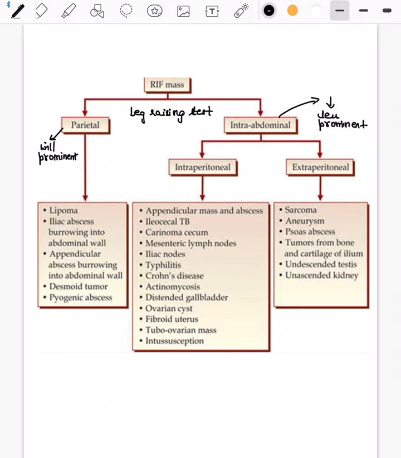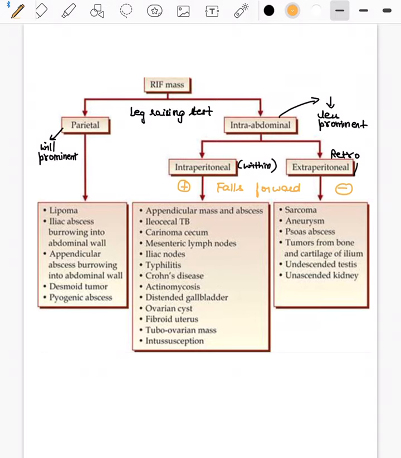Now, when the mass lies in the abdomen, what are the two possibilities? It is either within the peritoneum or beneath the peritoneum, that is, extraperitoneal or retroperitoneal. So how do you differentiate between them? We see whether the mass falls forward or not. This is the typical finding. If it falls forward, then it is intraperitoneal. If it does not fall forward, it is retroperitoneal.